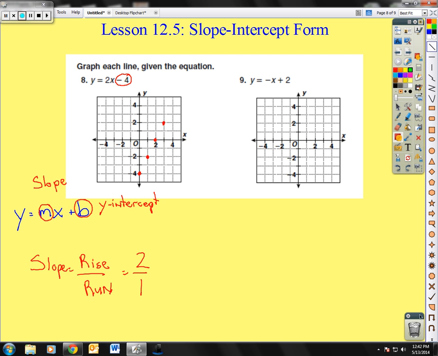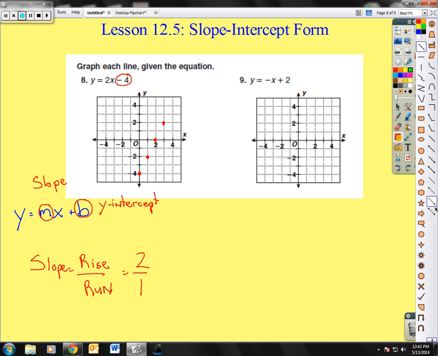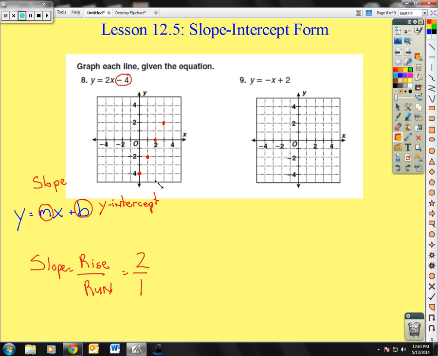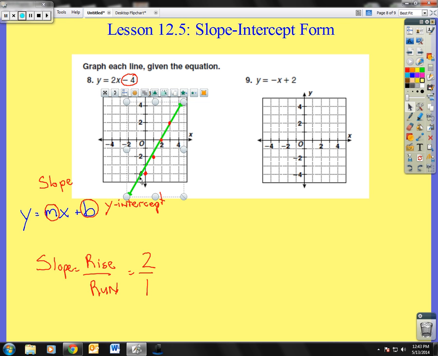What I want to do now is draw a line, and I would use a straight edge, but since I don't have that option here, I'm going to cheat. I'm going to now draw a line that connects all 3 of those points. Let me see if I can slightly modify that a little bit. So now I have graphed that line given the equation. Let's take a look at the next one.